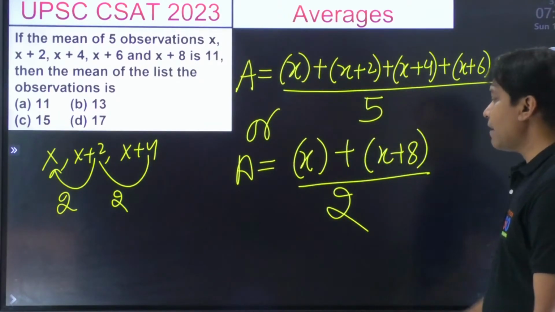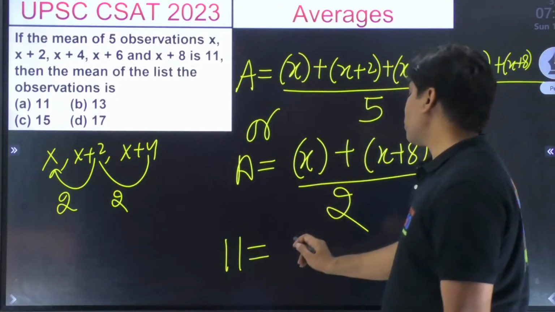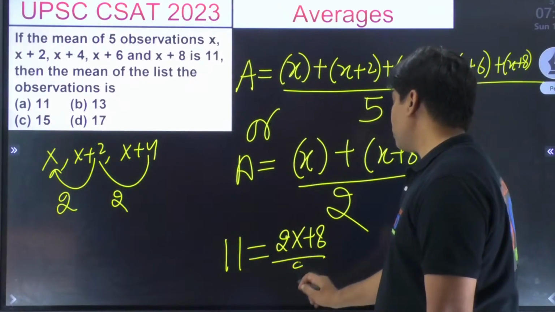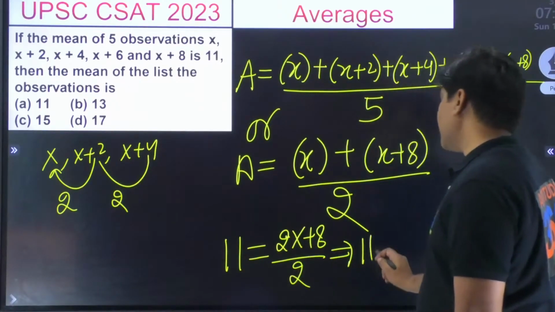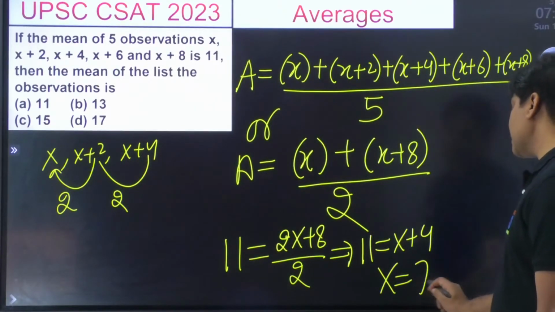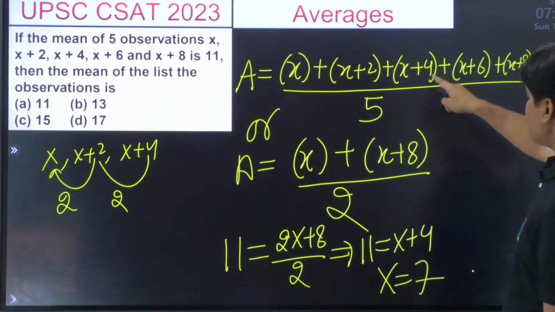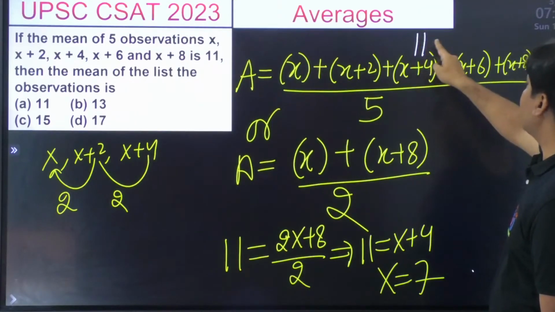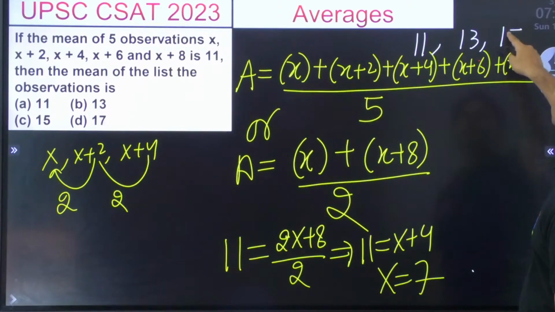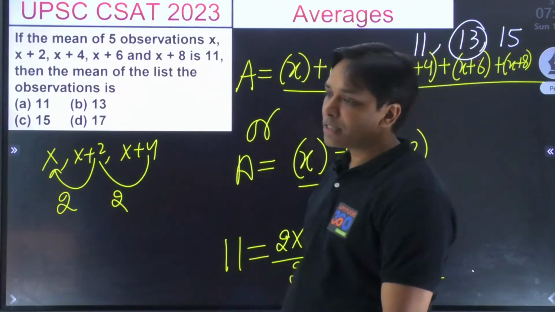And if that is the case, the average is given to you as 11. So that is coming out as 2x plus 8 divided by 2, or you can say that 11 is equal to x plus 4. The value of x comes out as 7. If the value of x is 7, the terms become 9, then 11, then 13 and then 15. The average of these two will be this only, right? Do you understand why this is the average?